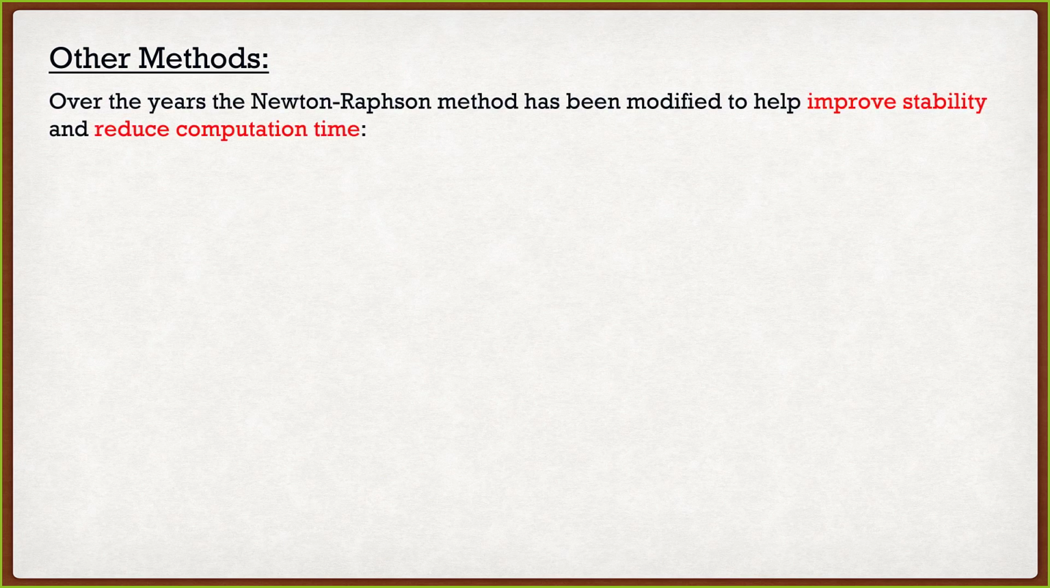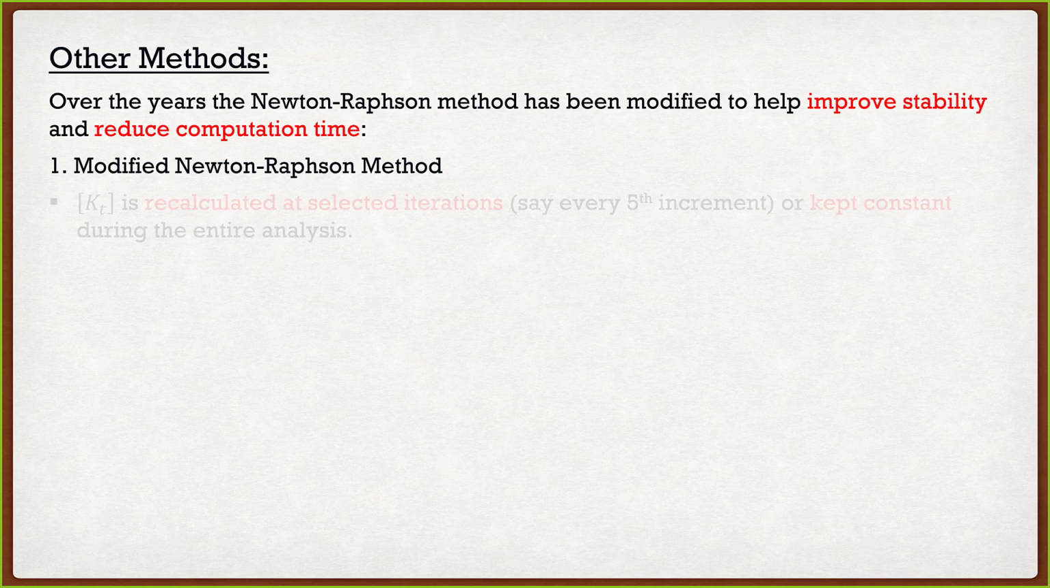So let's discuss some other methods, because as we're going to see in ABAQUS, it's not always just Newton's method. There are other methods, and the reason we have them is to improve stability and reduce computation time. Reducing computation time is a common theme here. The first one is the modified Newton-Raphson method.